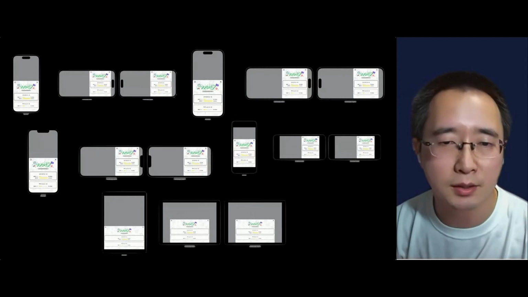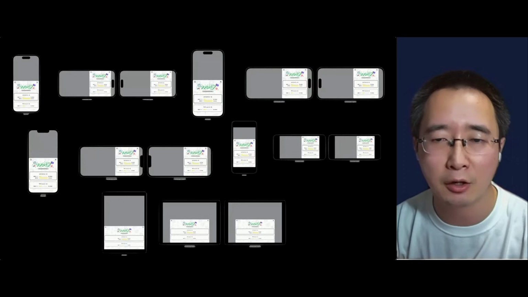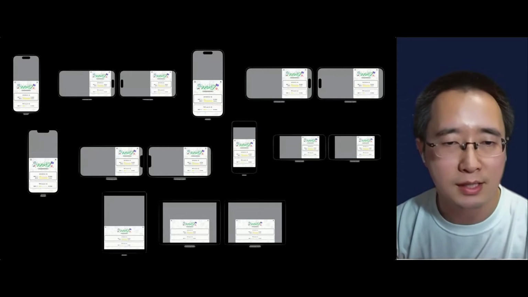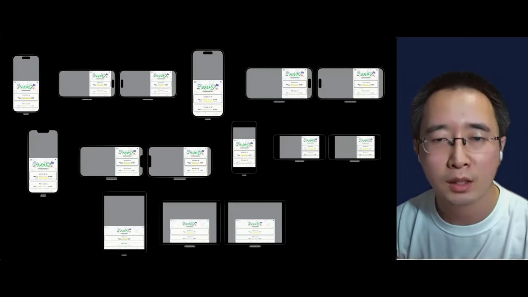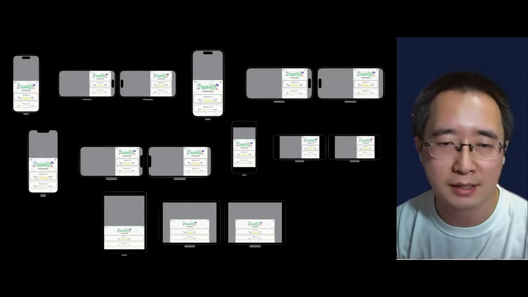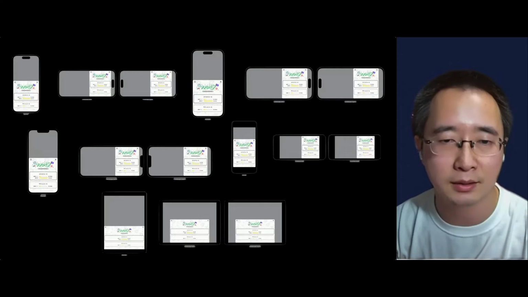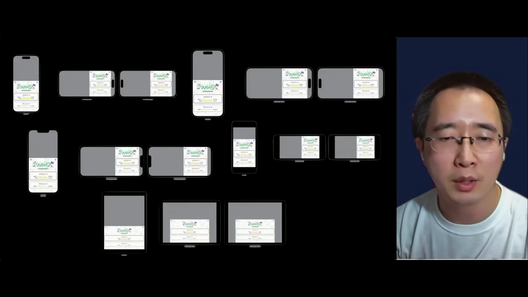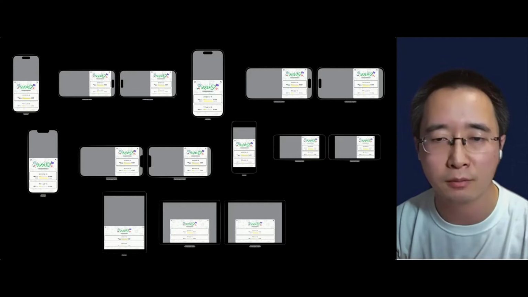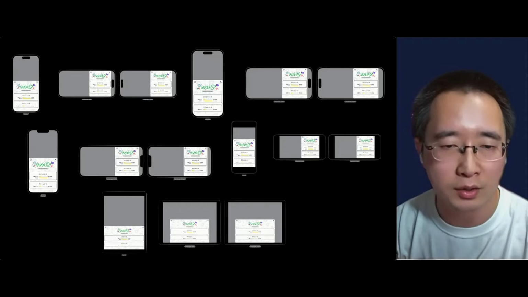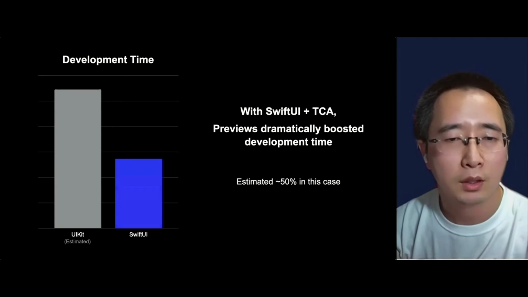That is not all. This screen also requires a different layout based upon orientations and changes size for different screen sizes. If you look carefully, you will find that the size and position are slightly different. This very quickly becomes a nightmare if using storyboard, but with the combination of TCA and SwiftUI's preview, we can very quickly check all of them in Xcode.